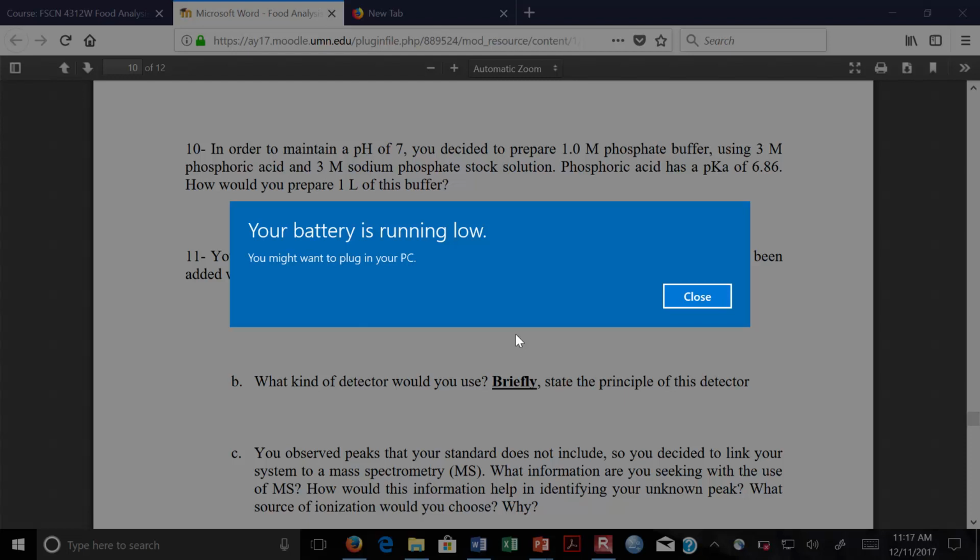Oh, well, the next one asked if you saw peaks that you didn't have standards for. So in this case, I asked specifically for MS. So the first one, you have to say ion trap or quadrupole or triple quad. So you have to select a mass analyzer.